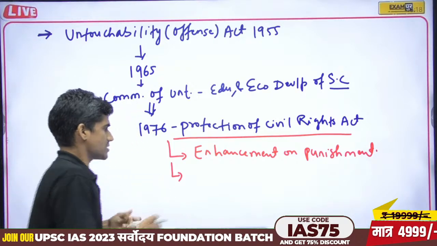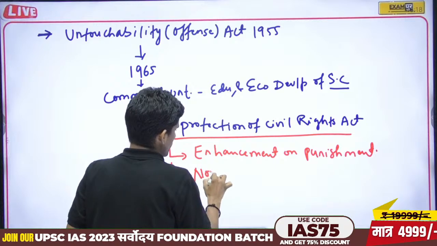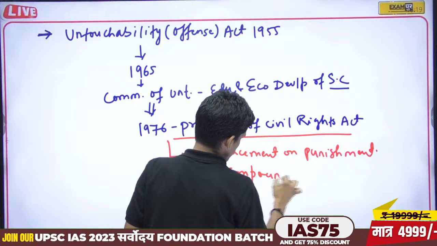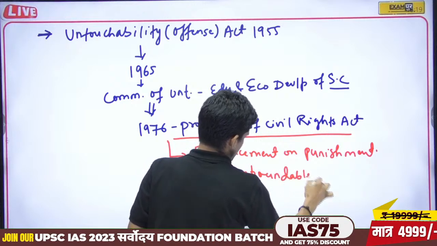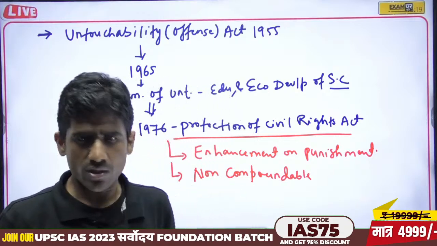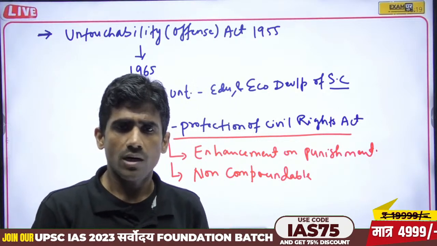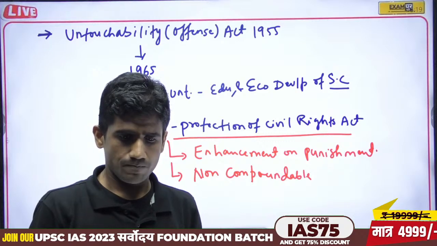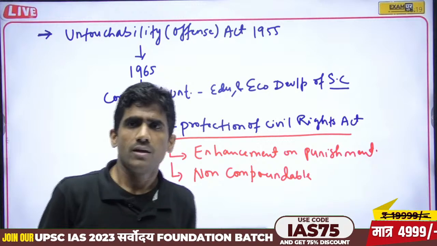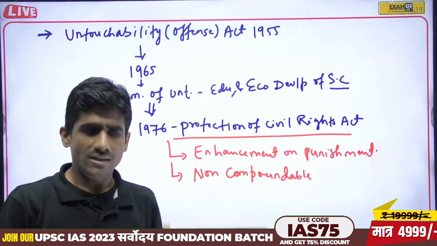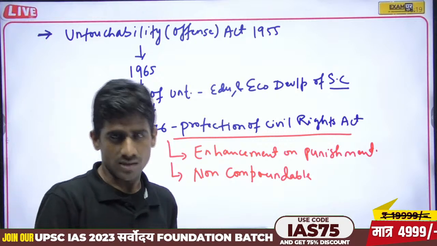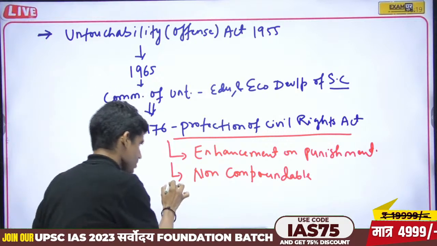Next is non-compoundable. Non-compoundable means the provisions relate to very big crimes like murders and rapes. So untouchability can be treated as a non-compoundable offense. Again, that is a very robust provision.